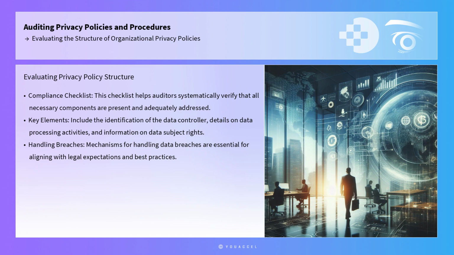One practical tool for evaluating privacy policy structure is a compliance checklist. This checklist helps auditors systematically verify that all necessary components are present and adequately addressed. Key elements include the identification of the data controller, details on data processing activities, information on data subject rights, and mechanisms for handling data breaches. By utilizing a checklist, auditors can ensure that each aspect of the policy aligns with legal expectations and best practices.